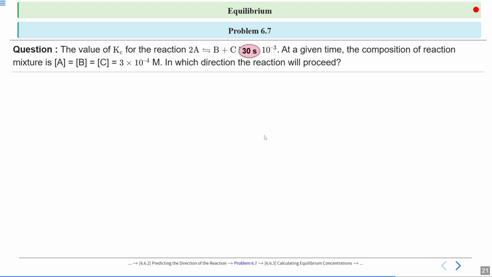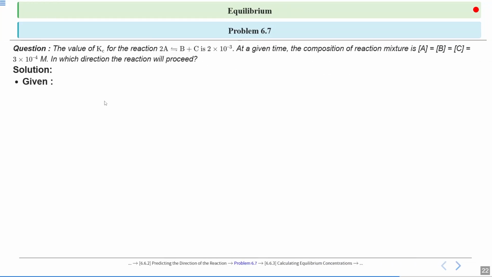You have some time to solve it. Your time starts now. It's very simple. Just try to calculate the Qc and compare it with the given value of Kc. You will get your answer. We have seen three situations and we know how to compare and find it out. So your time is up. Let's see.